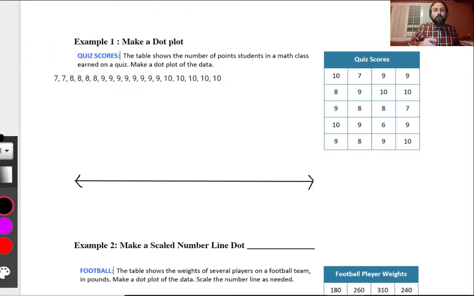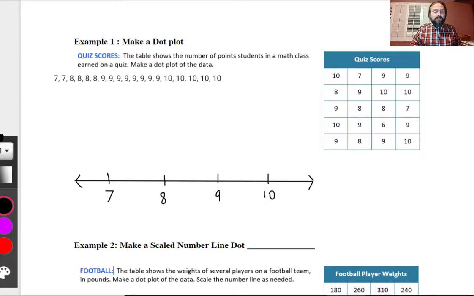All right, guys. So we've now put our numbers in order. I have 2 7s, I have 4 8s, and then I have 9s and 10s. Well, for an appropriate scale, I'm going to start at 7 and go to 10, and I have 8 and 9 in between. It looks like there's no missing numbers in between.